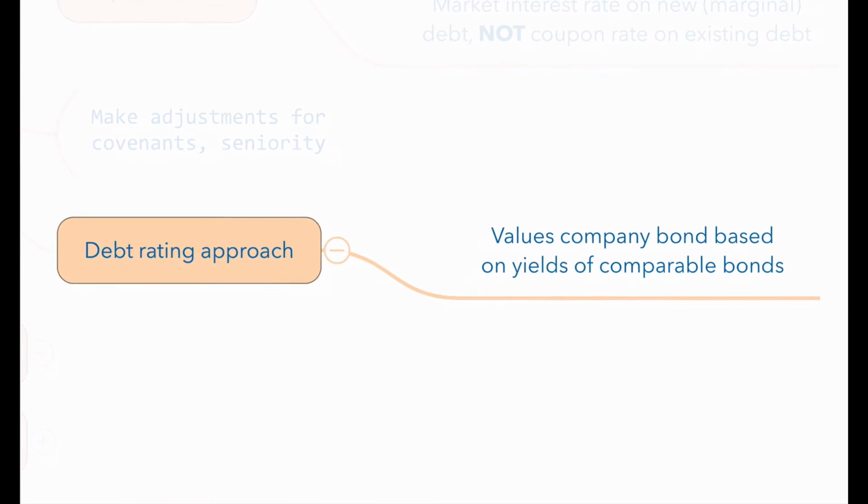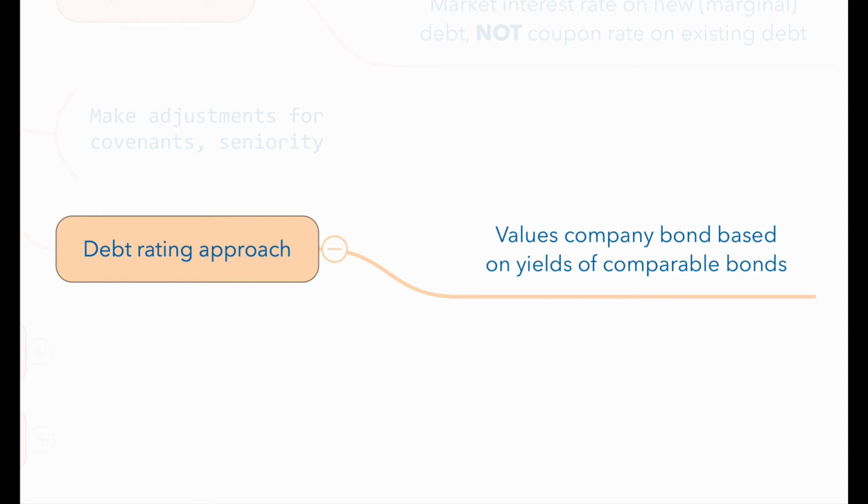Now, if the market yield to maturity is not available because the firm's debt is not publicly traded, then we would use the debt rating approach, in which we essentially estimate the before tax cost of debt by using the yield on comparably rated bonds for maturities that closely match that of the company's existing debt.